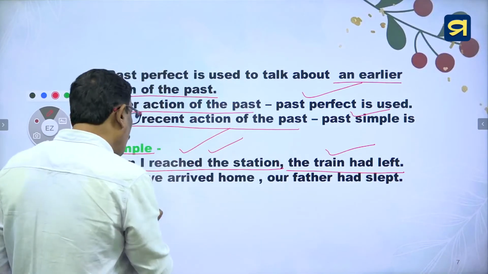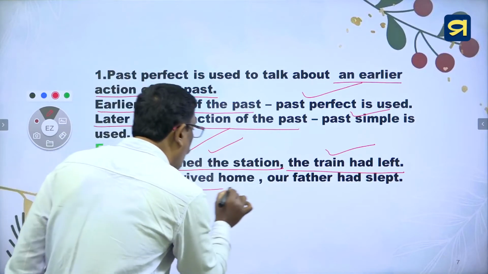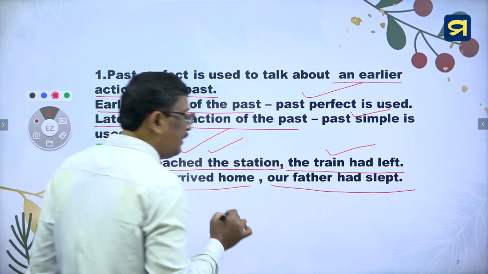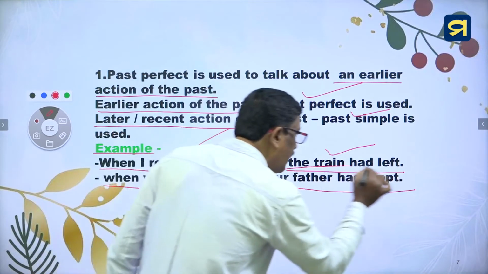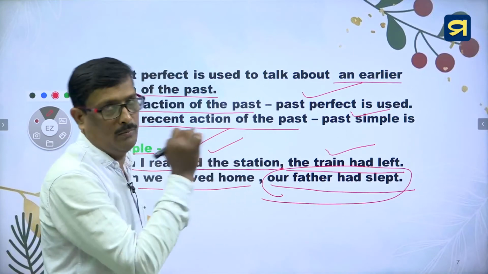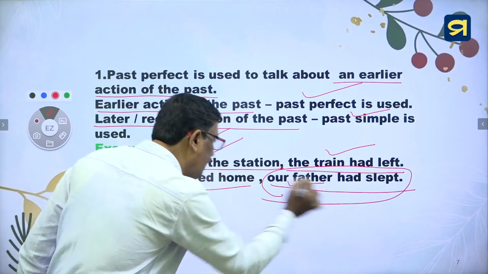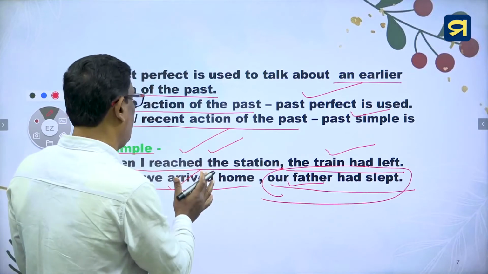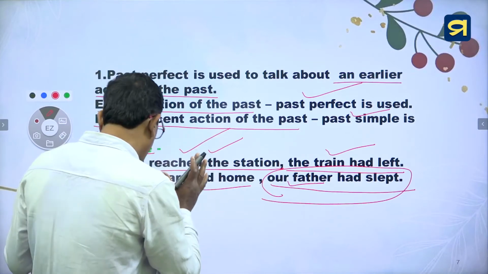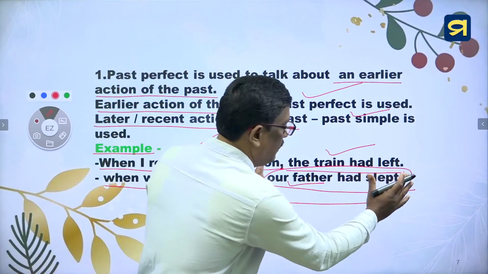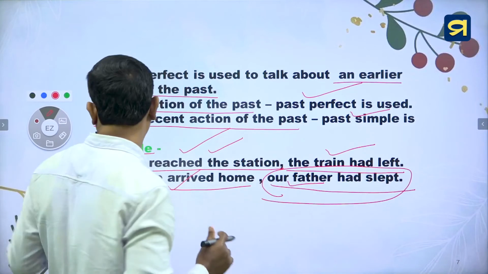Similarly, when we arrived home, our father had slept. That means our father had slept first, then we arrived home. Sleeping is an earlier action. Arriving is the recent or later action of the past. That's why the subordinate clause is in past simple tense, whereas the main clause is in past perfect tense.